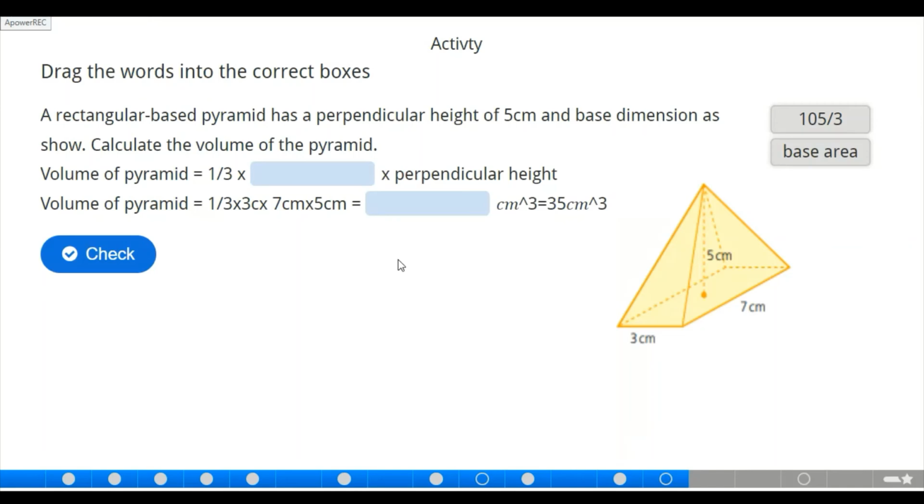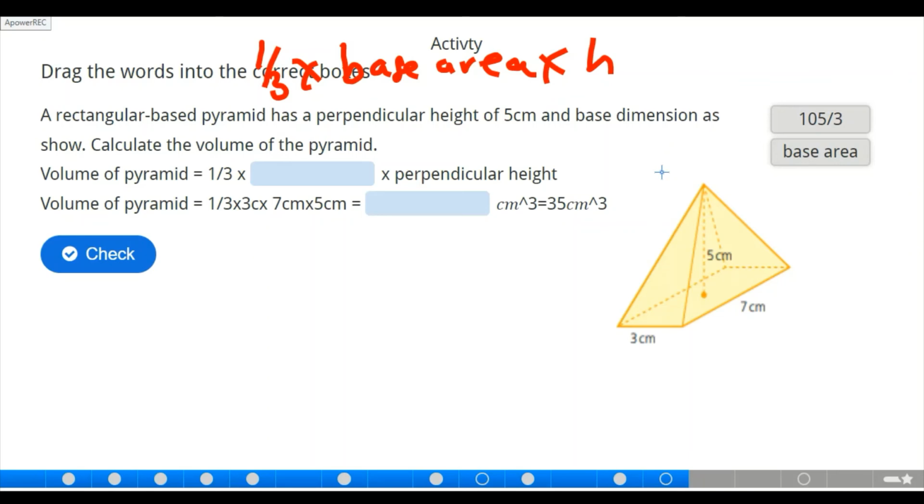Now we want to calculate the volume of this given pyramid that we have here. Look at the pyramid. We have a rectangular base and the surfaces are plane. A rectangular base pyramid has a perpendicular height of 5 centimeters and base dimensions as shown. We have to calculate the volume of the pyramid. Remember we said that to calculate the volume of the pyramid, it's going to be 1/3 multiplied by base area, multiplied by perpendicular height. Let's denote that as h.